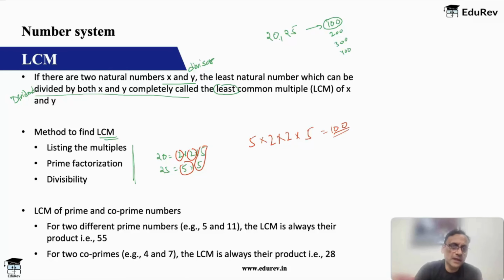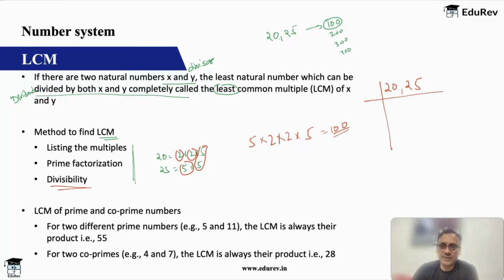Then divisibility. In divisibility, what we do, we basically divide both of them together. 20 and 25, you factorize them or you divide them together. Start with the smallest prime factor, 2. If 2 is not there, then 3, then 5, and that's how you move. But you divide them only by prime factors. So I divide them by 2. And it does not matter if only one of them gets divided. If any one of them gets divided, that's also fine.